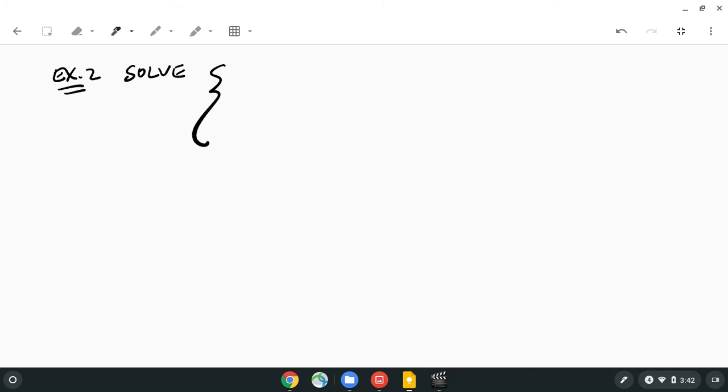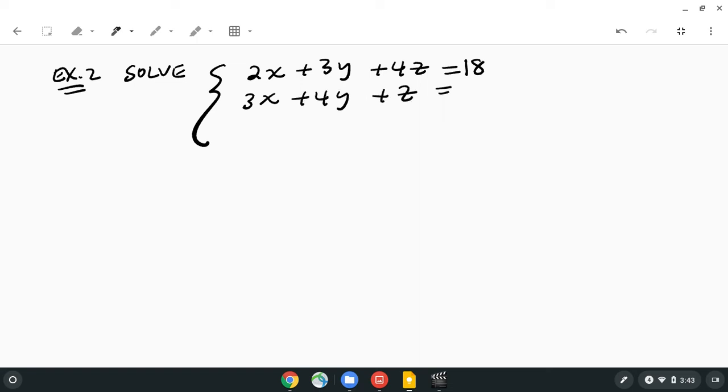Suppose we have 2x plus 3y plus 4z equals 18. 3x plus 4y plus z equals 1. x plus y plus 3z equals 13.